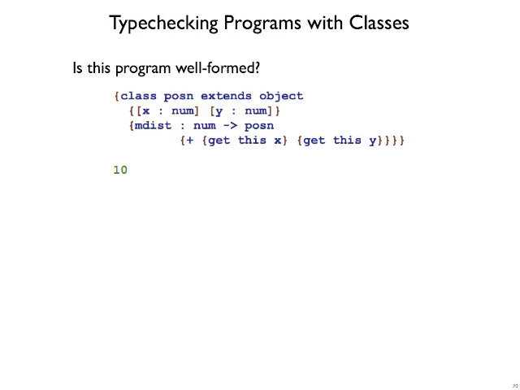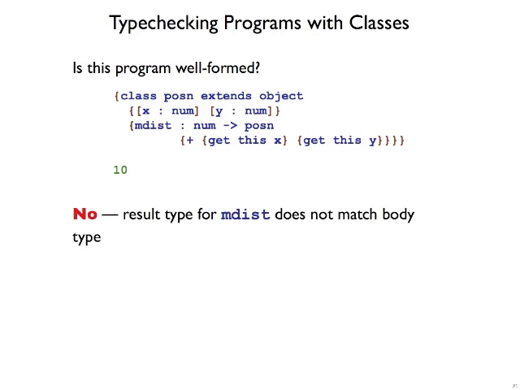How about this one? Let's see, we've got get this x, get this y, plus, that all looks fine this time. But look at my declared type for mdist, num arrow posin. We're not using arguments, so num is fine there, but we don't return a posin, do we? So we need to not only type check the body, but we need to make sure it's consistent with the declared type, because any calls to the method are going to use this declared type.